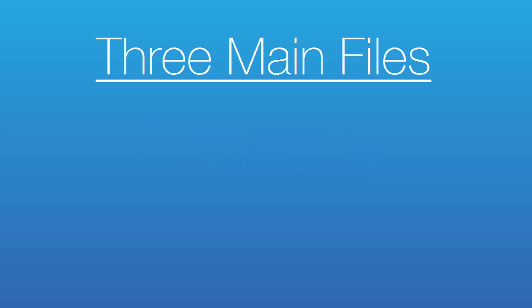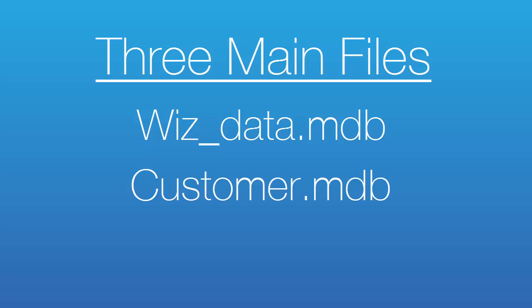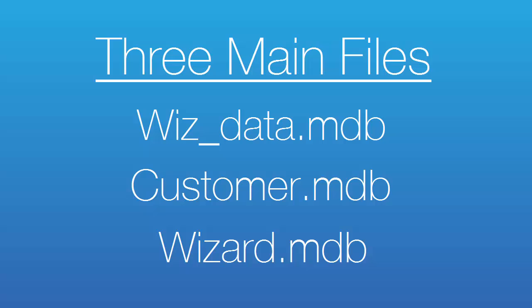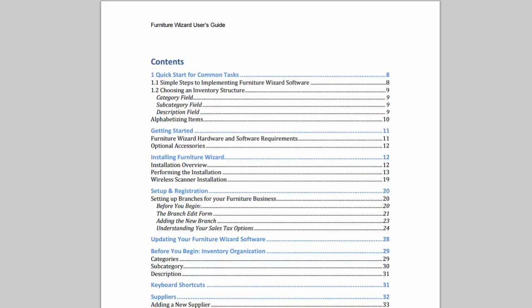Backup copies are important insurance. If you should lose data for any reason, you can restore data from your backup copy. This should be performed daily. There are 3 main files in Furniture Wizard that should be copied daily: the wiz_data.mdb file, the customer.mdb file, and the wizard.mdb file. These files are traditionally copied to a removable media, such as a flash drive or CD-ROM. If you would like to know more about this, please refer to the backup section of the Furniture Wizard manual.